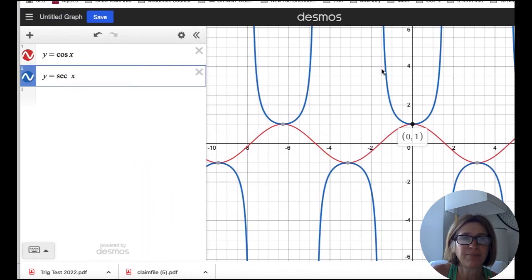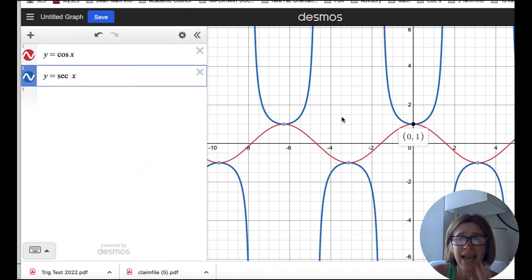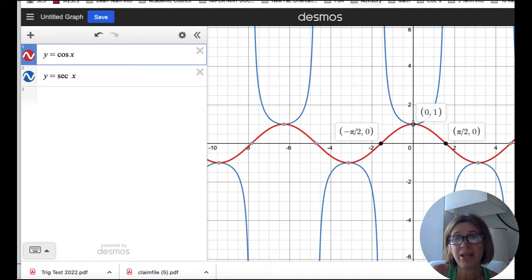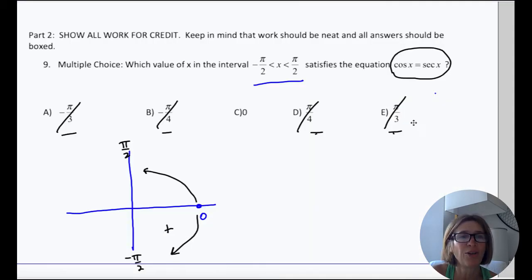cosine and secant in. And as you can see, I'm looking from about pi over 2, because this is pi over 2 right here, to right here. You can see the red graph is cosine, the blue graph is secant. The only place they intersect is right here, which would be at 0. So there's definitely a couple of ways that you could have approached that problem. All right, let's move on.